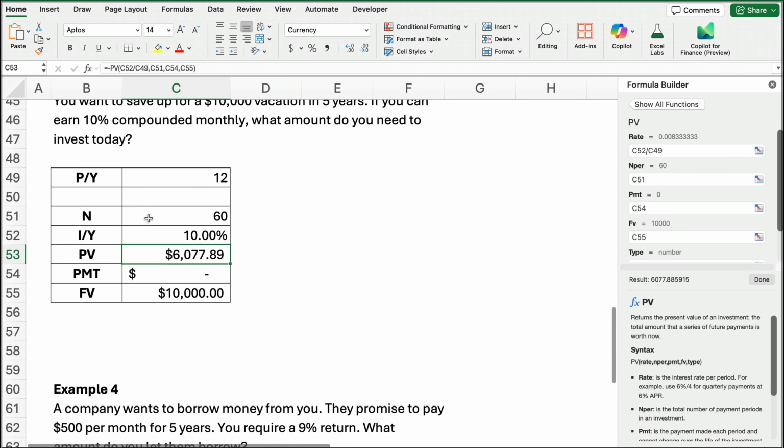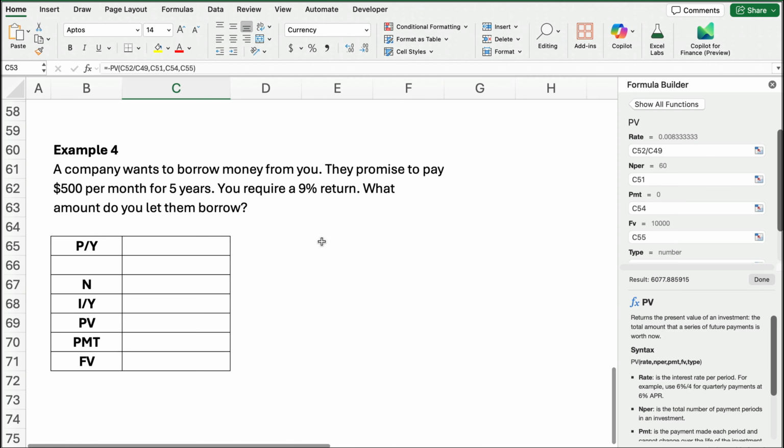Okay, one more calculation on example 4. A company wants to borrow money from you. Okay, so let's say you're in business and you have a company, maybe it's a supplier or somebody that you have a relationship with, and they want to borrow money. They say, look, here's what we can pay. We can pay $500 per month for 5 years. And you say, okay, we can do that, but I'm going to need a 9% return. And they say, okay, that's fine. How much do you let them borrow?